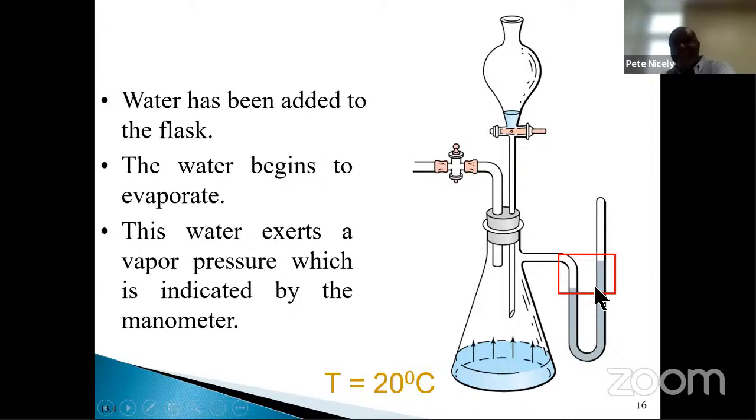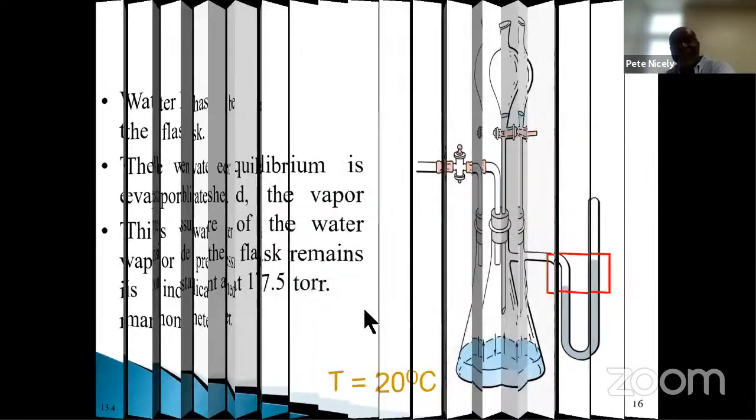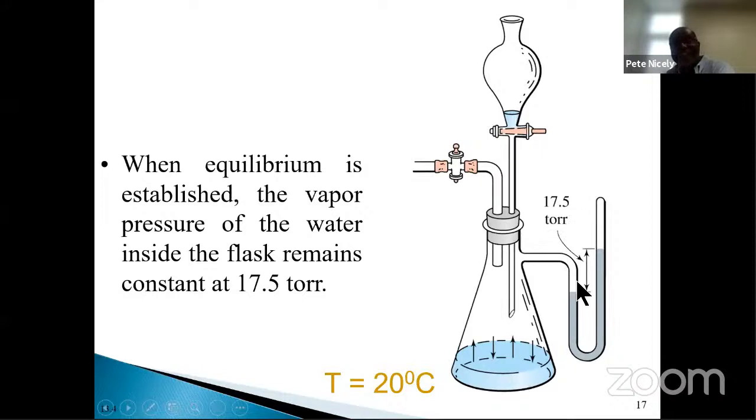So we can basically measure the height difference between the two mercury levels, and that will give us the pressure of the water vapor. So as stated here, the pressure exerted by the water vapor at 20 degrees Celsius is obtained by measuring the height difference here, which would be 17.5 millimeters mercury, which is basically the same thing as 17.5 torr, all right? So therefore, we can safely say that at 20 degrees Celsius, the vapor pressure of water is equal to 17.5 torr, all right?